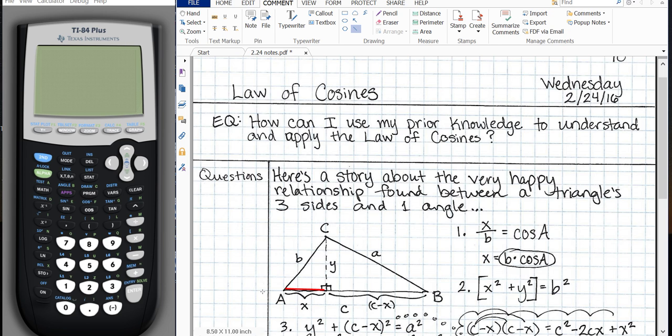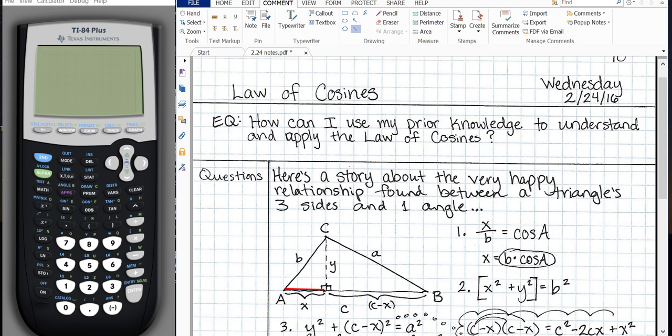So here we have triangle ABC below, and we're going to dissect it, break it apart, and see how the law of cosines works. The first step I did was draw this perpendicular line that goes from the vertex C down to my base. The base of the triangle, I labeled it c. So however many units c is, that goes from A all the way to B.